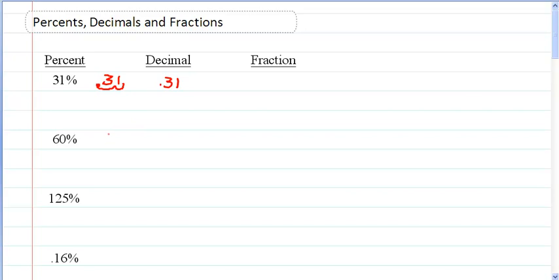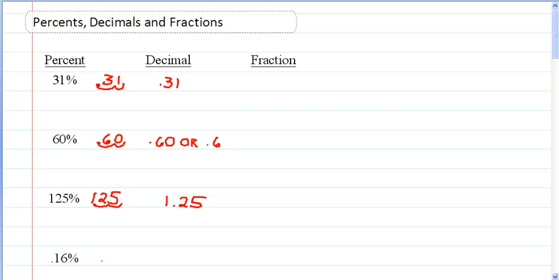For 60%, I would write this as 60, and if I don't see a decimal, it's always to the right of the last number, and I move it over 2 places to the left, so that I have 0.60. But since this number ends in a 0, we could also write this as 0.6. For 125%, we have 125 point, and we move it over 2 places to the left, which as a decimal will give us 1.25. Always move it over 2 places only.